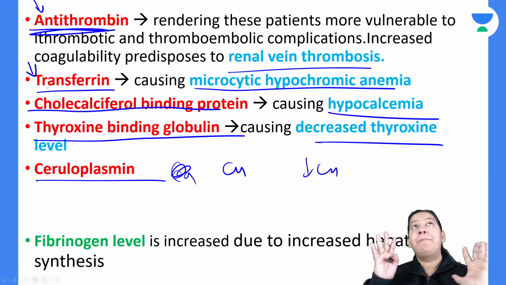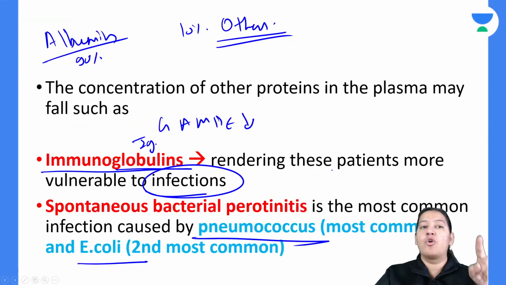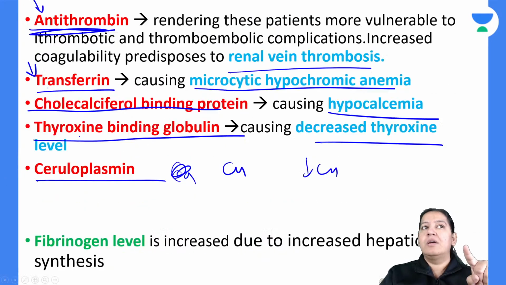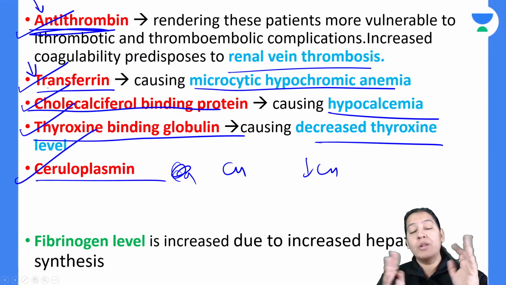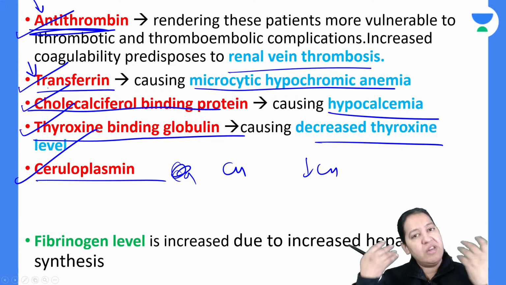So imagine a patient having nephrotic syndrome, having more infection, having hypercoagulability, having anemia, having hypocalcemia, having hypothyroidism, having less copper in the blood. The reason for all these is different small amounts of protein which are excreted in the urine along with albumin.